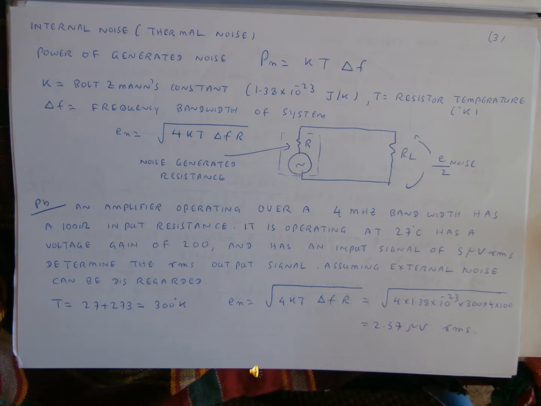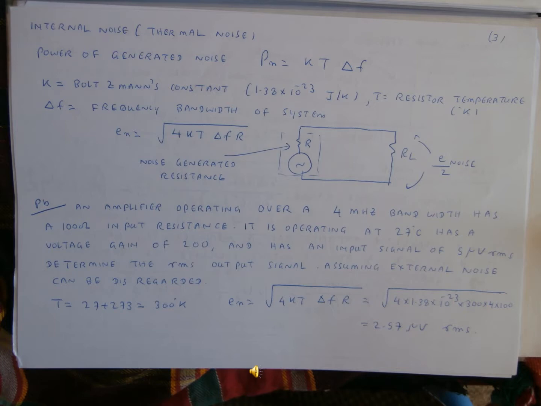In this case, k is the Boltzmann's constant, equal to 1.38 multiplied by 10 to the power minus 23 joules per Kelvin. T is the resistor temperature in degrees Kelvin, and delta F is the frequency bandwidth of the system. So in this case, En is equal to the square root of 4kT delta F R.